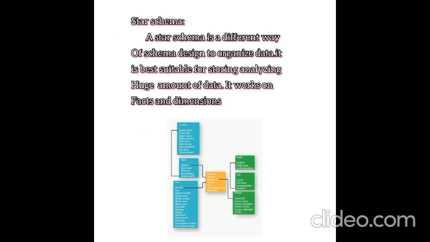Star schema. A star schema is a different way of designing a schema to organize data. It is best suited for storing and analyzing huge amounts of data. It works on facts and dimensions. A fact is the numeric point that runs a business process, and a dimension is a description of the fact.